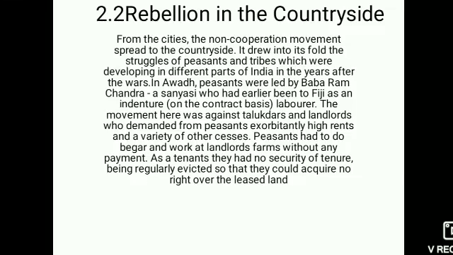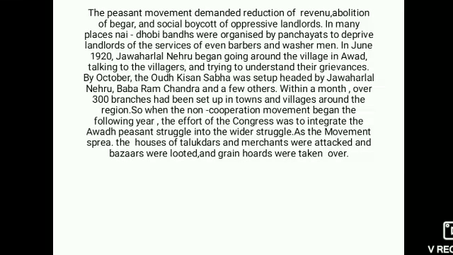Peasants had to do begar and work at landlords' farms without any payment. As tenants, they had no security of tenure, being regularly evicted so that they could acquire no right over the leased lands. The peasants' movement demanded reduction of revenue, abolition of begar, and social boycott of oppressive landlords. In many places, nai-dhobi bands were organized by panchayats to deprive landlords of the services of even barbers and washermen.